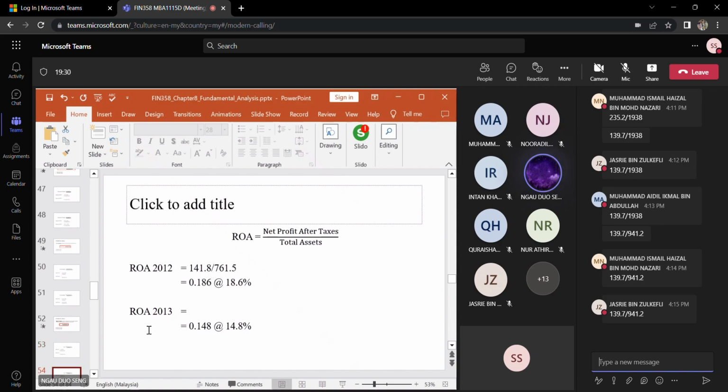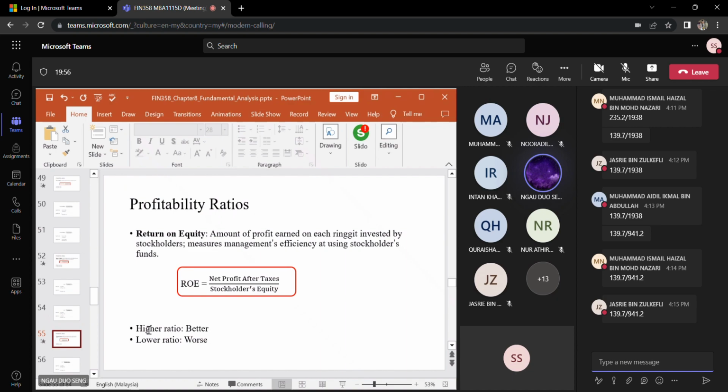All right, so we check here. We have 139.7, right? Divide 941.2. So we have 14.8. All right, so again, we compare, year 2012 is higher. So we said that year 2012 ROA is better, right, than 2013.